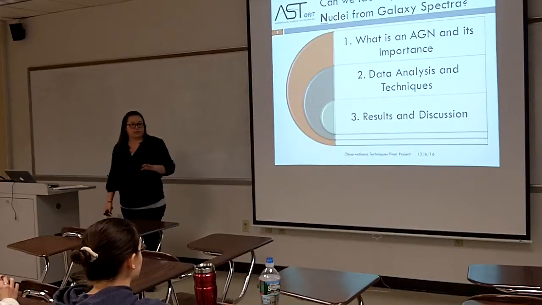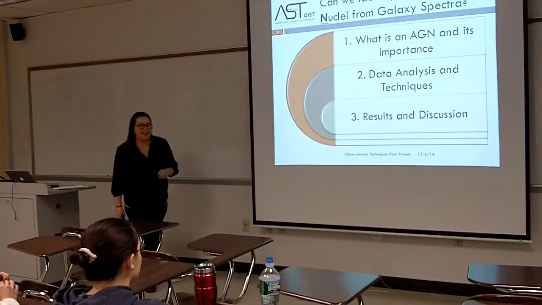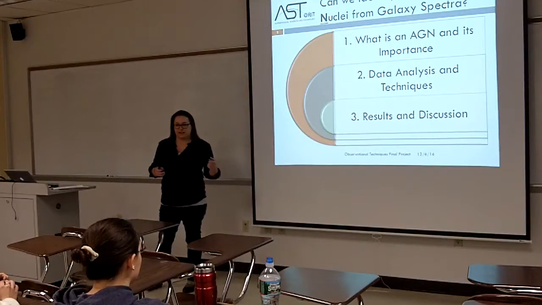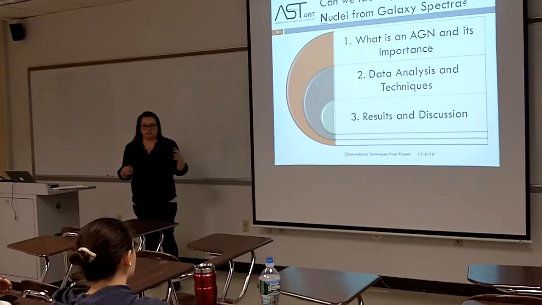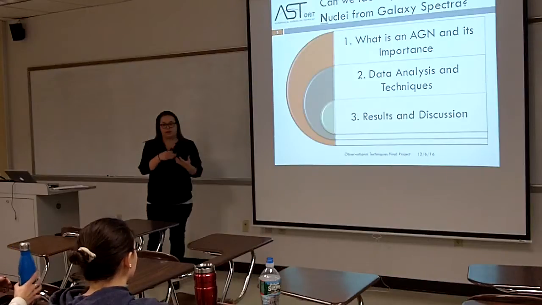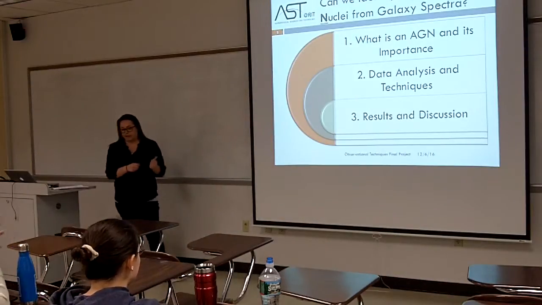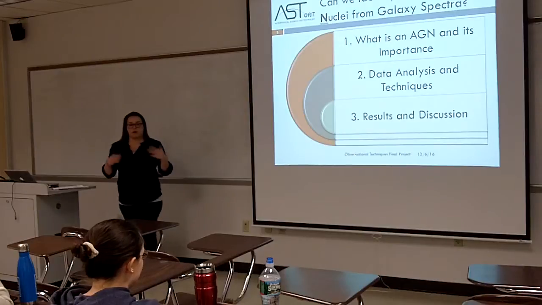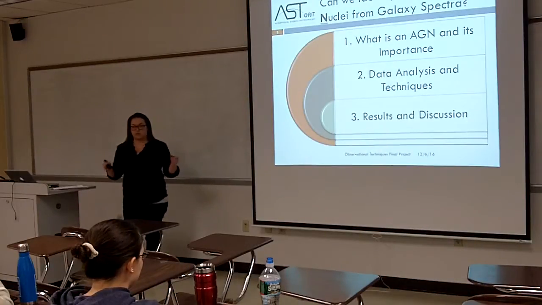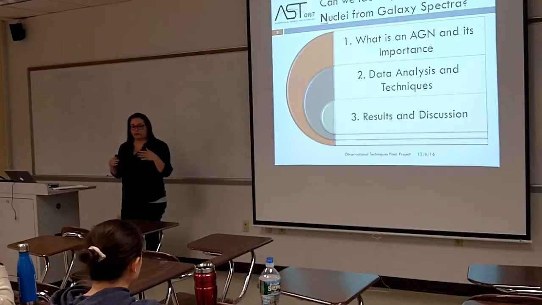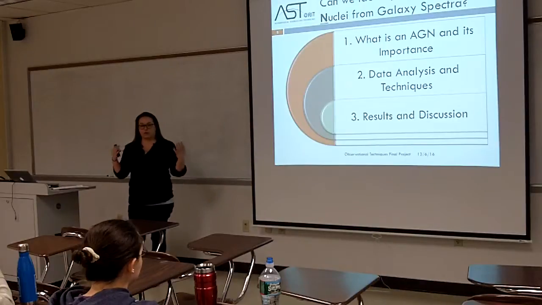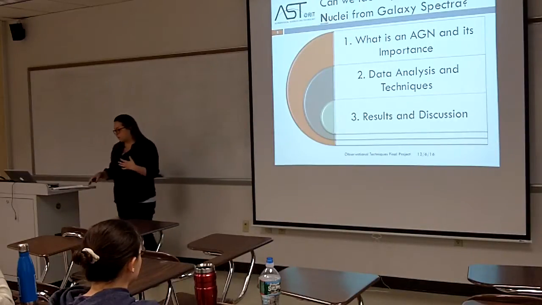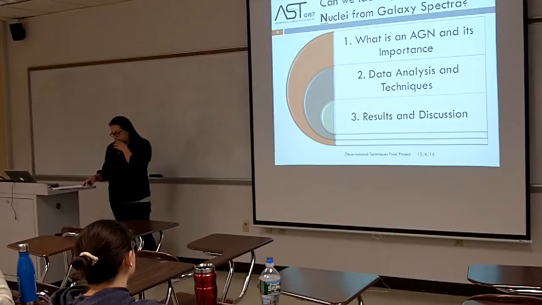So I want to first start by identifying this term I keep using: an active galactic nucleus is a supermassive black hole at the center of a galaxy that is actively accreting material, so material is falling into that black hole. And it's known that all massive galaxies have supermassive black holes at their center, and there is even further evidence that the galaxy and the black hole evolved together. The details aren't very well known, so this is something that we're trying to work on.